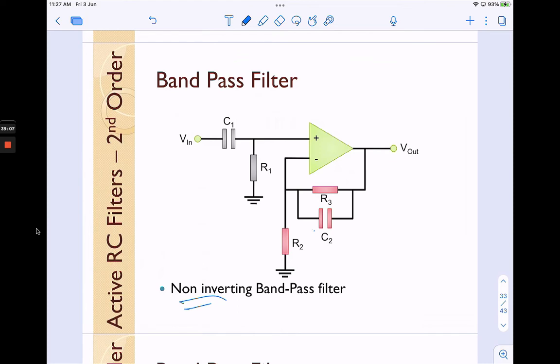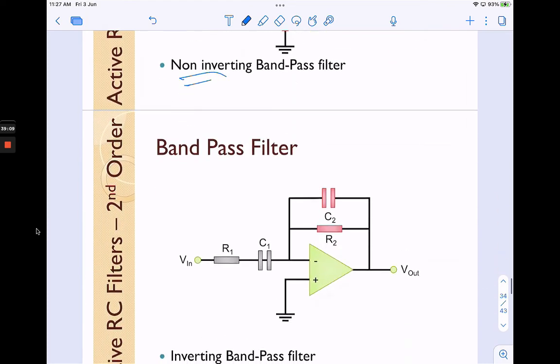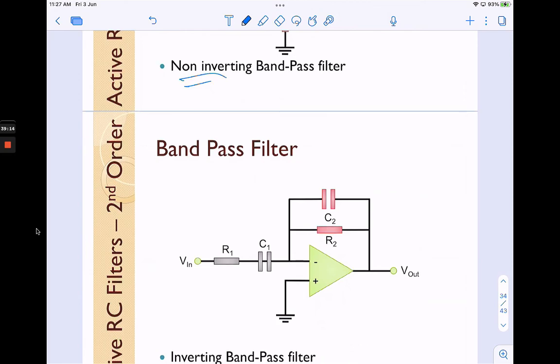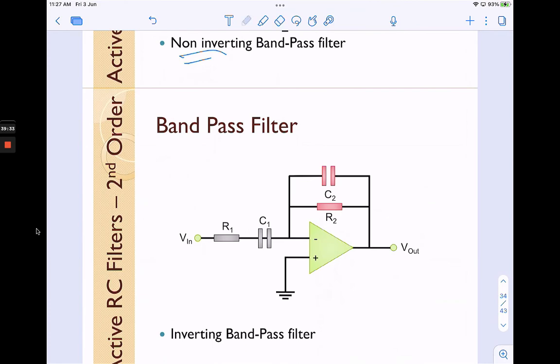This is the non-inverting configuration. So without this capacitor, it is actually a band pass filter. Without this, it is a band pass filter. When we include the capacitor here, it becomes a band pass filter, but in this case it is the inverting configuration.